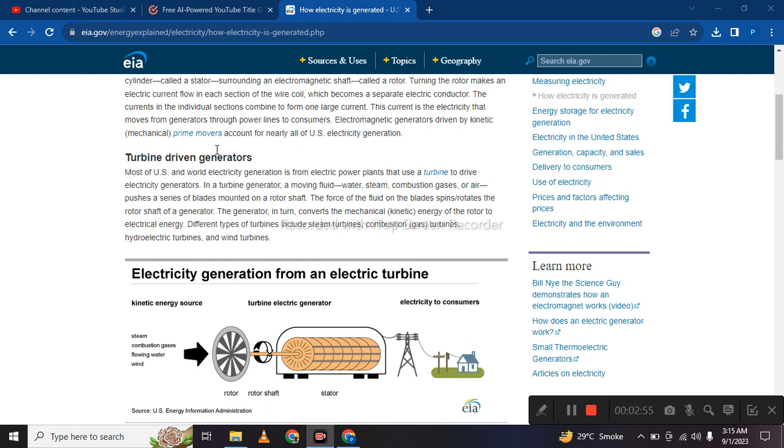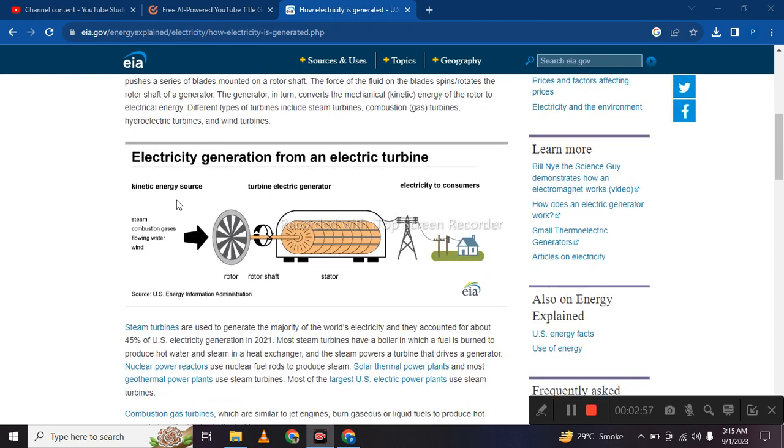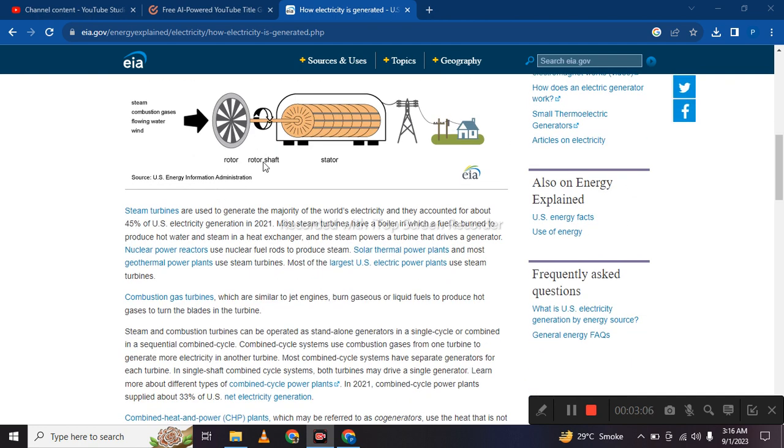Electricity generation from an electric turbine. This is the kinetic energy source, turbine, electric generator, electricity to consumer. This is the rotor shaft, stator.